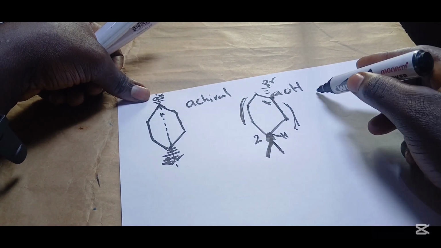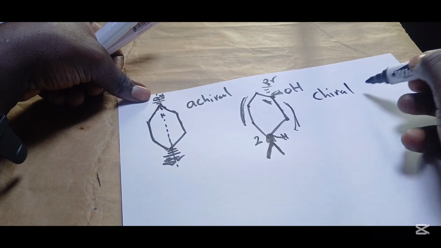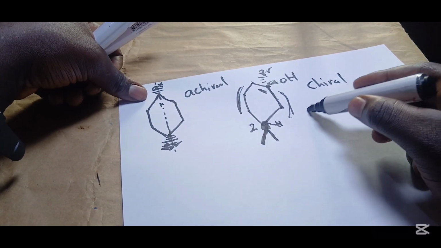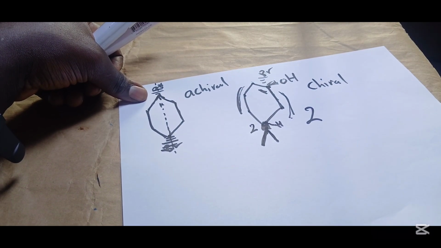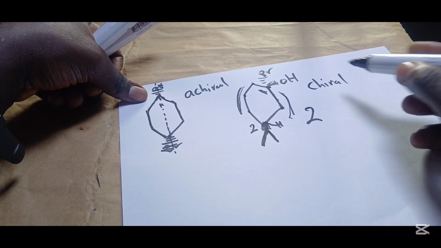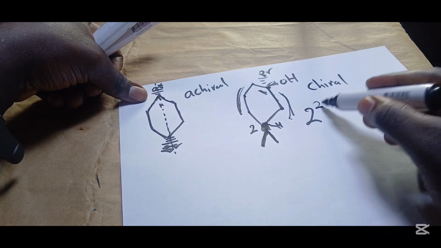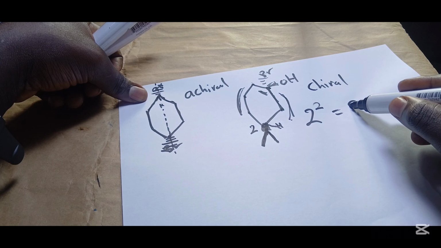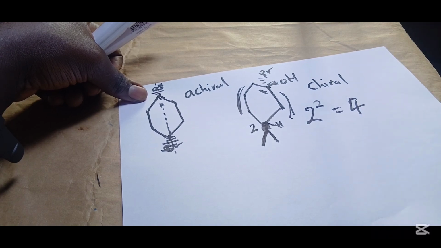So in all, this molecule is a chiral molecule. And the maximum potential number of stereoisomers that we can get here with 2 chiral centers equals 2 to the power 2, which is 4.